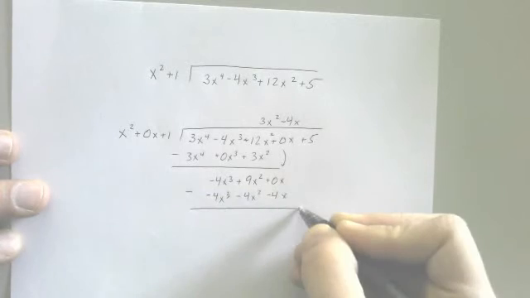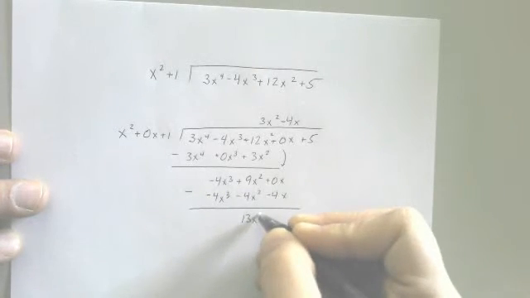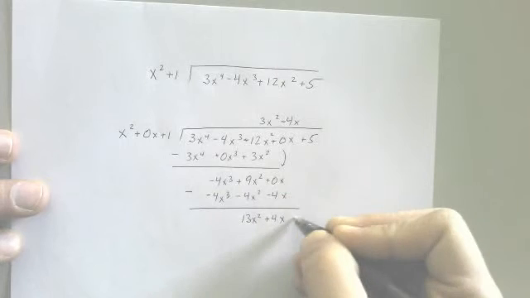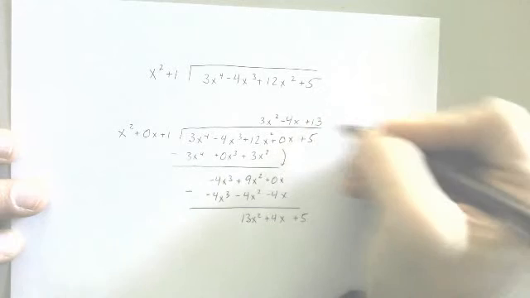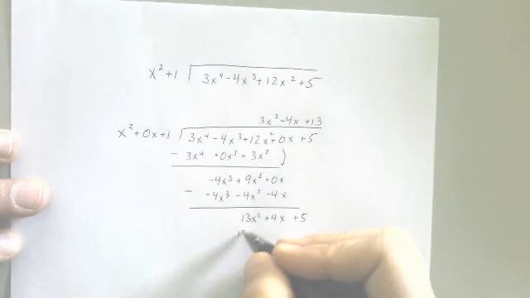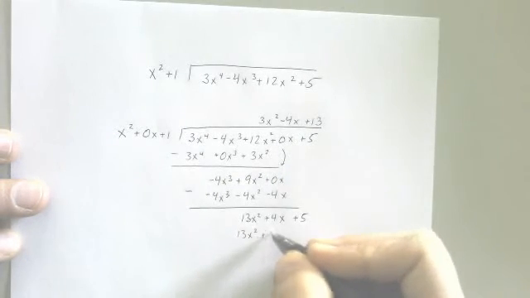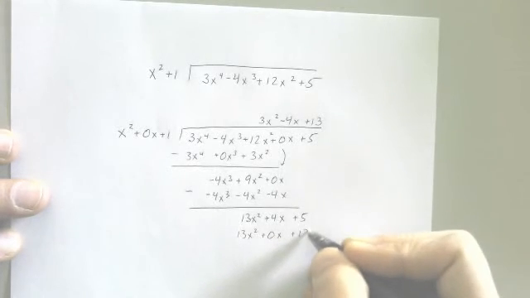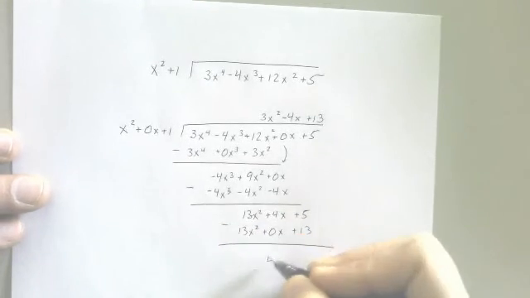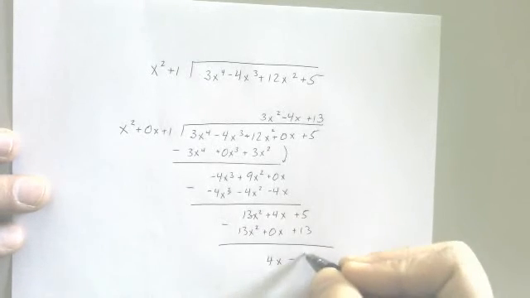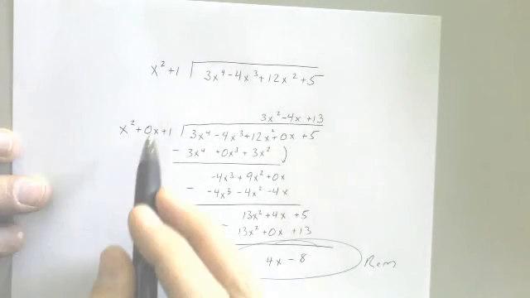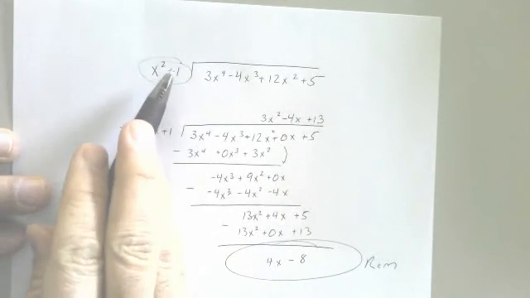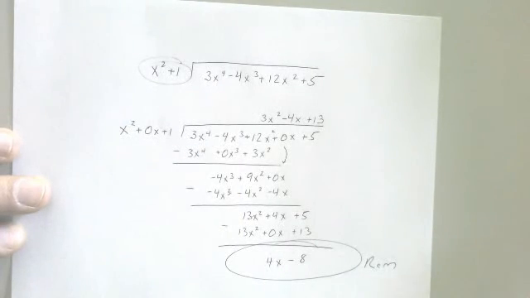Again, subtracting. 13x squared plus 4x plus 5. 13x squared plus 0x plus 13. Another of those examples where I have a remainder. So again, x squared plus 1 is not a factor of 3x to the fourth minus 4x cubed plus 12x squared plus 5.